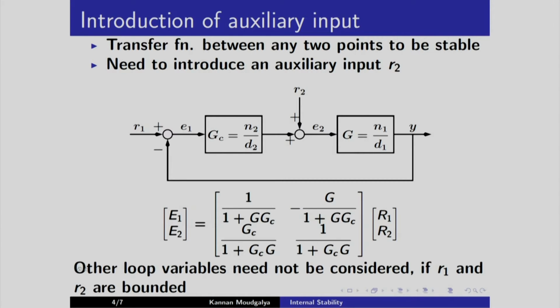As mentioned earlier, the other loop variables need not be considered if R1 and R2 are bounded. As a matter of fact, this is the only other variable that is not considered, but if we say that E2 is bounded, R2 is bounded, then naturally this variable also has to be bounded.